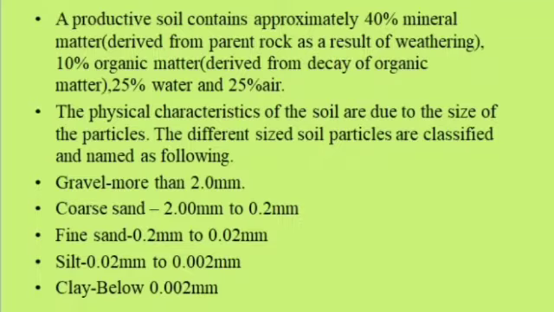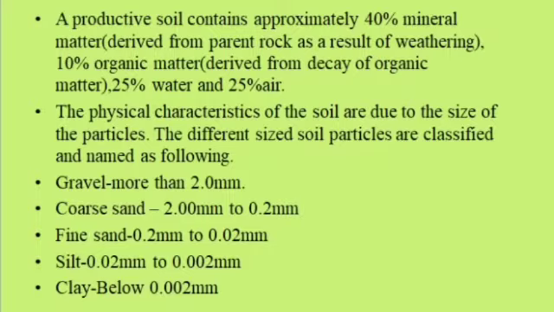A productive soil contains approximately 40% mineral matter derived from parent rock as a result of weathering, 10% organic matter derived from decay of organic matter, 25% water and 25% air. The physical characteristics of the soil are due to the size of the particles.